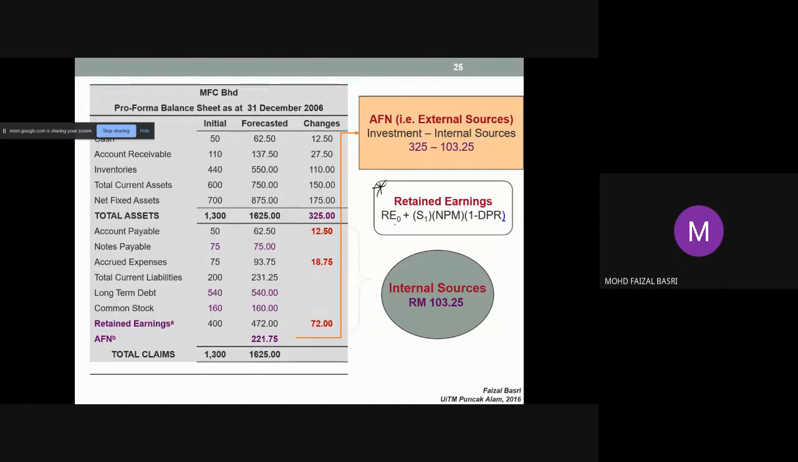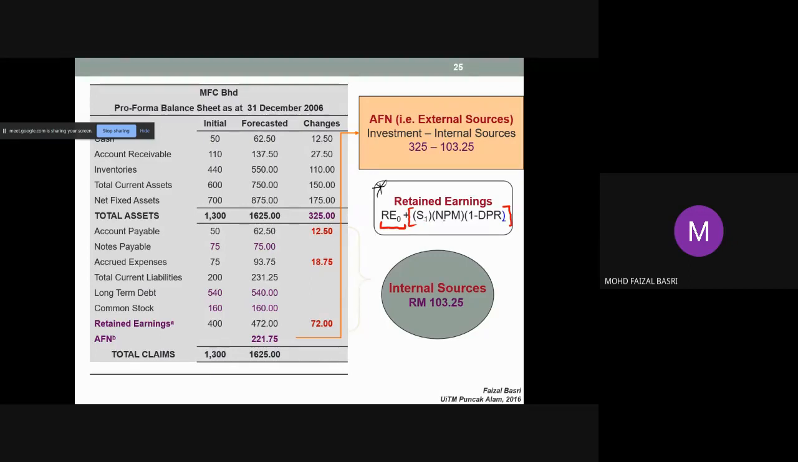So the formula is retained earnings, the original, RE0. RE0 refers to the old retained earnings or the original retained earnings. Plus, okay, so the whole thing at the back is a big bracket, based on S1. S1 refers to sales, or the new sales.